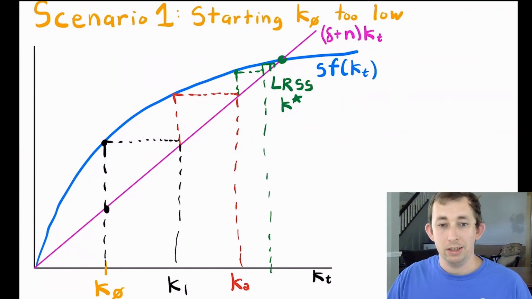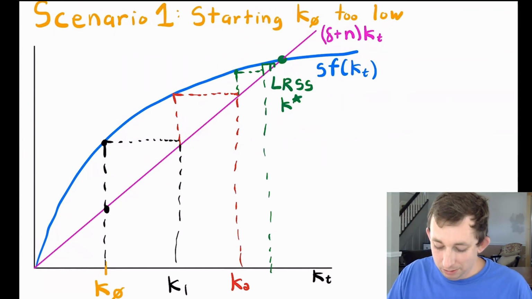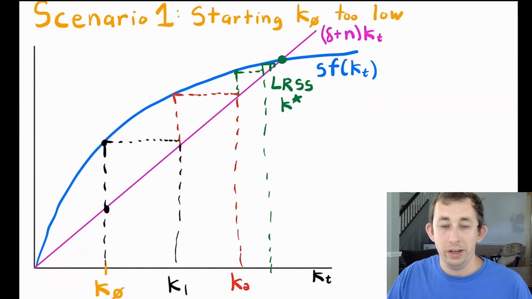When we get to the long-run steady state, we're not going to go past it, because once we get to the point where our investment is exactly canceling out depreciation and population growth, we're not going to go any further, and we will have converged to the long-run steady state.